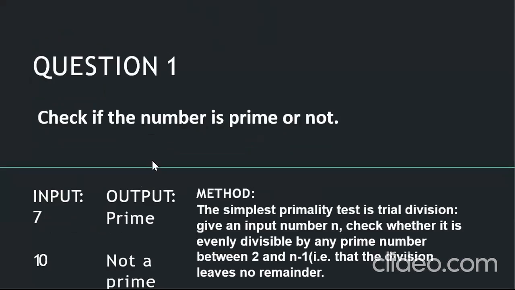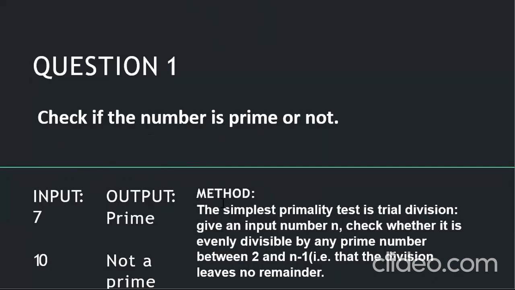In this, the question is we have to write a Python program in order to check if the given number is prime or not. So here I'm going to take input values as 7 and 10. By compiling the given code, I'm going to get the output as 7 is a prime number and 10 is not a prime number.